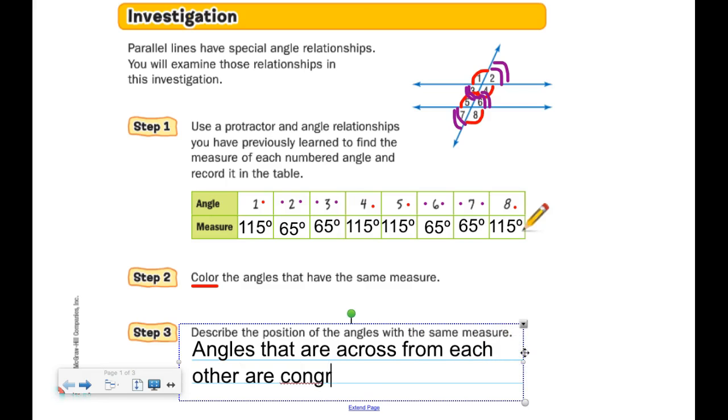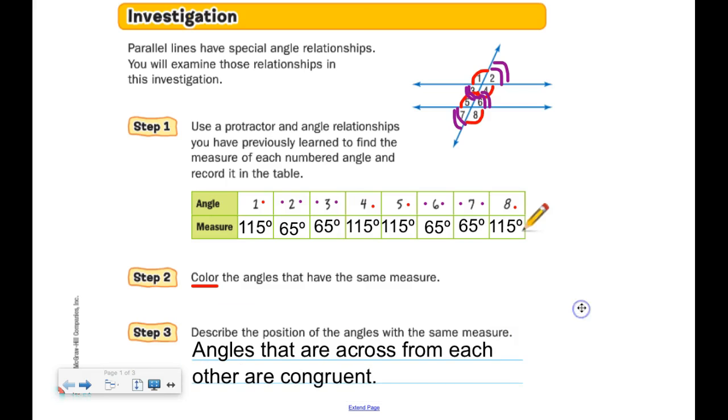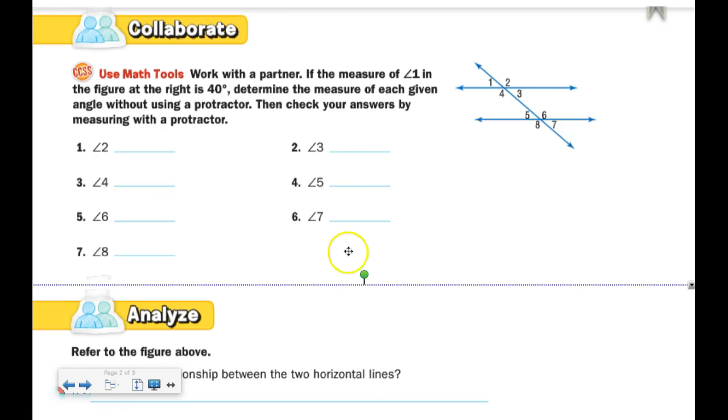But these angles are called vertical angles, and we'll get to that somewhere down the line. Replay any of that if you need to, otherwise we're moving on to the next part. Okay, work with a partner. I'm your partner. Congratulations. If the measure of angle 1 in the figure at the right is 40 degrees, determine the measure of each given angle without using a protractor.